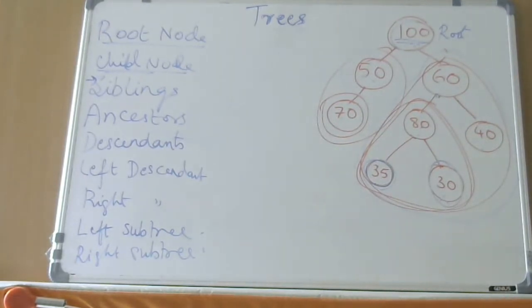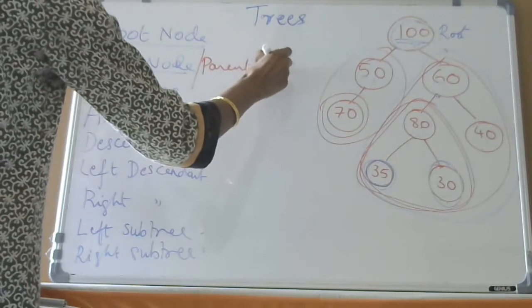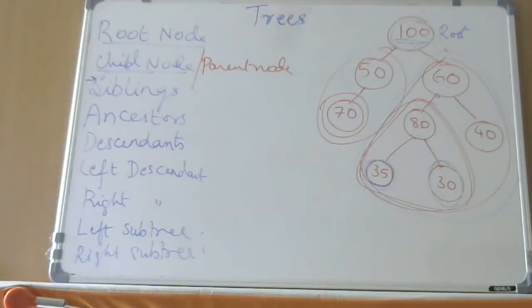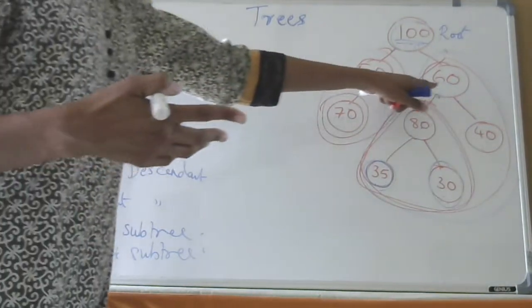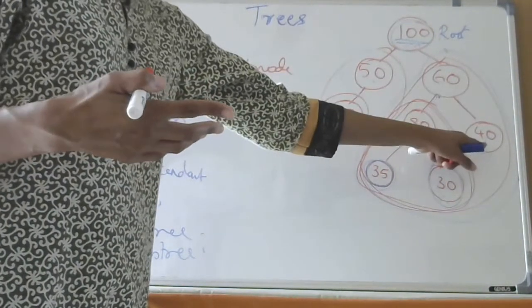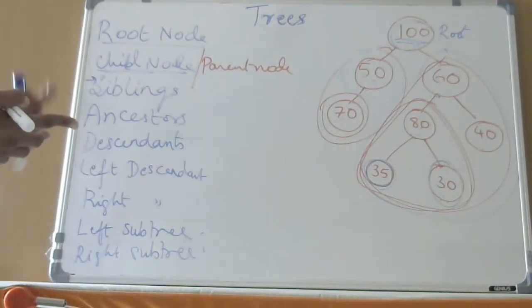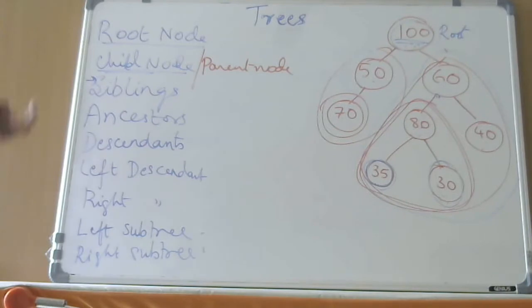Then we saw what a child node is. We also know what a parent node is. Any node which has a right subtree, a left subtree, or both is said to be the parent node for that particular tree. If you look at 60, 60 has 80 and 40. It has a left subtree as well as a right subtree. That's why 60 will be called a parent node.